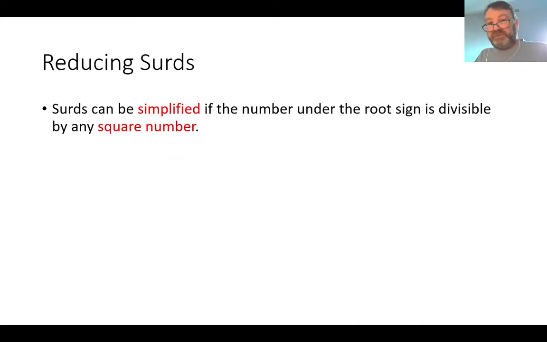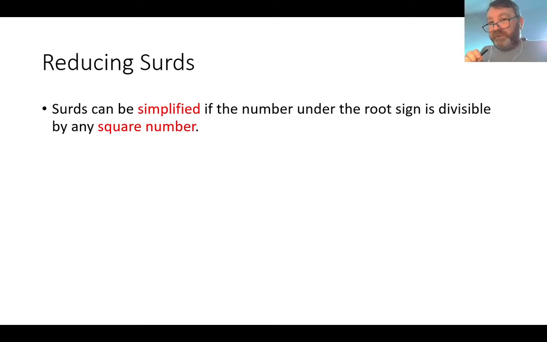Surds can be simplified. Now this is extremely important. Do you know who your best friend is going to be in this particular section? Calculator. Because when you tap in surds and press equals, they will always give you the simplified version. Now because you're supposed to be able to do these in your head, but if you tap in root 20 on your calculator, it won't give you back root 20. Try it. It'll give you back 2 root 5. Okay, I'll explain why in a moment.